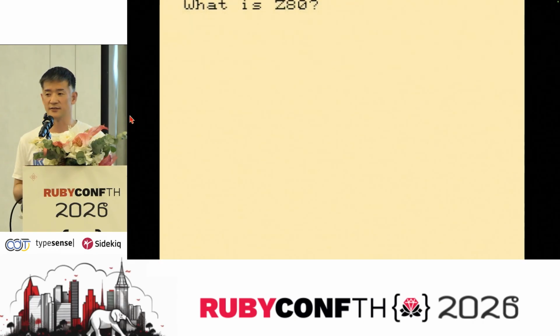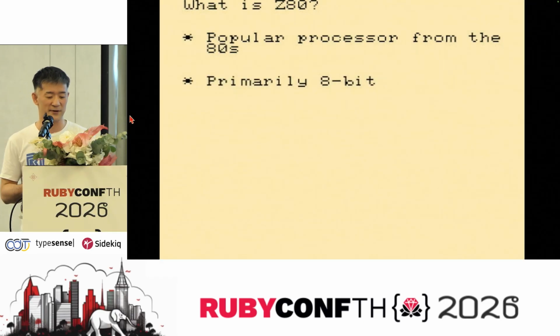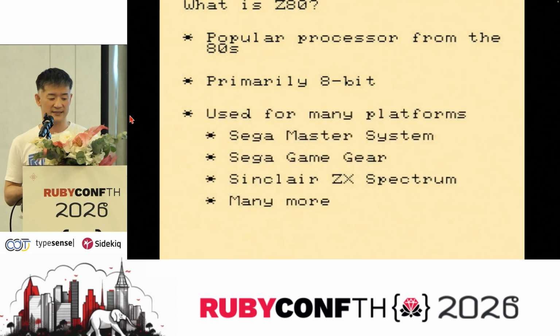And also Z80. You might not be familiar with Z80. It was a popular processor from the 80s. It was actually first released in 1976, and it was manufactured until about 2024. So it had a long life, and it was very popular in the 80s. There are some 16-bit aspects like register size, like you can use 16-bit registers, but it's primarily 8-bit. And it was used for many popular platforms like Sega Master System, Sega Game Gear, Sinclair ZX Spectrum, and many, many more.